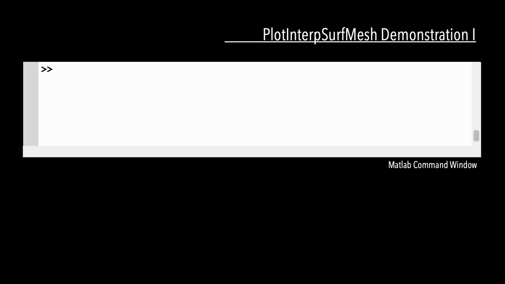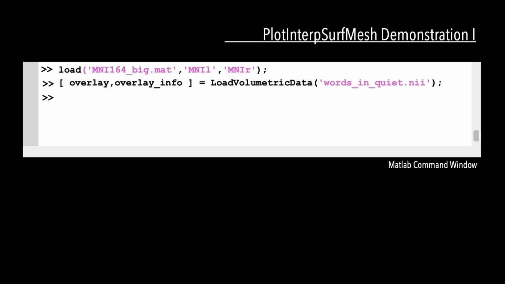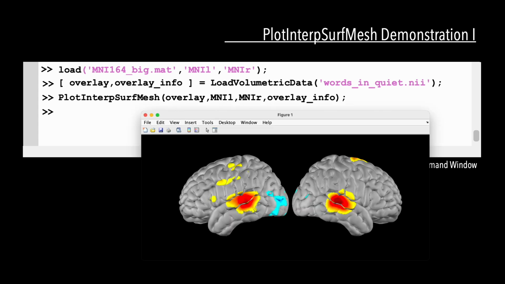In the MATLAB version of NeuroDOT, the cortical meshes are provided as mat files, and the mesh of interest is loaded using the MATLAB load command. The overlay is input using load volumetric data as before. Finally, plot interp surf mesh is called. In this example, we omit the final parameter so that default display options are used. A new window is opened displaying the overlay rendered on the cortical mesh. As with plot slices, the window menus are functional and can be used to scale, rotate, annotate, and save the figure. Close the window using the Close button at upper left.